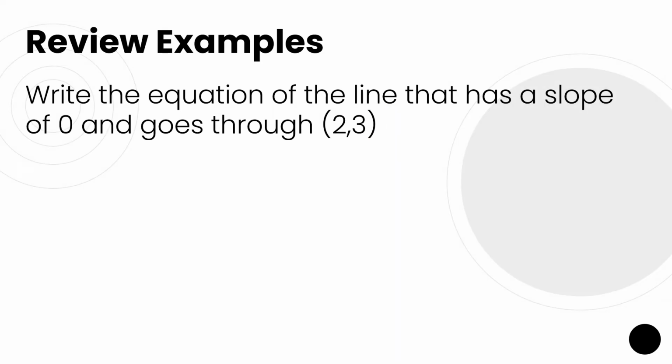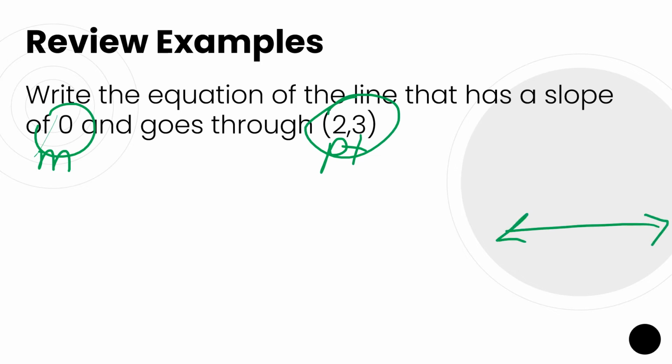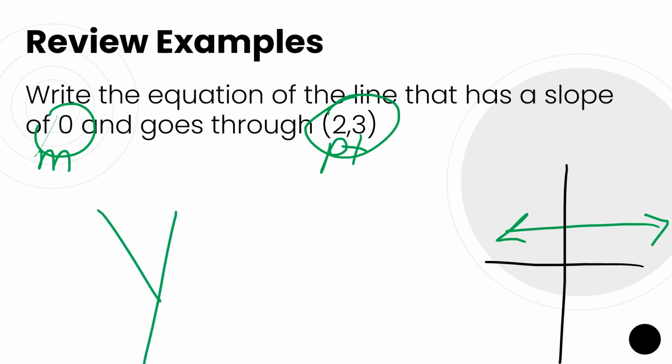Let's practice this one. Again, these are special. That's why we're reviewing them. I have a slope of 0, and I go through this point. 0 is horizontal, right? What axis does a horizontal line cross? The y-axis. What's my y number?